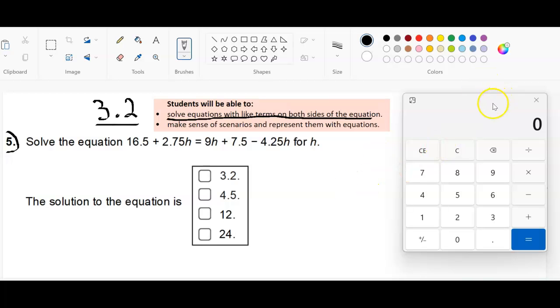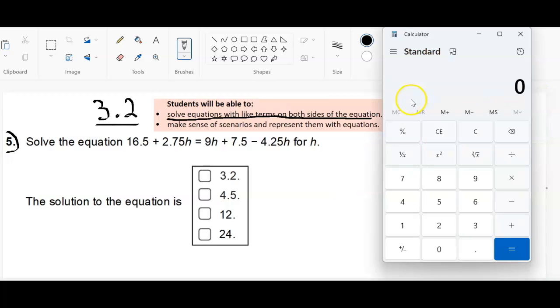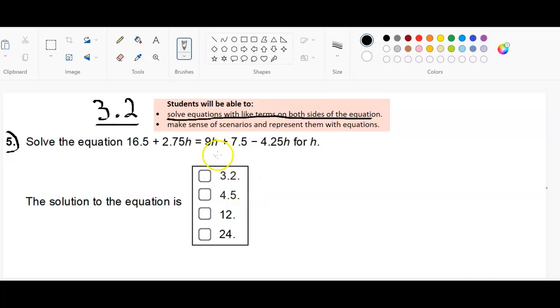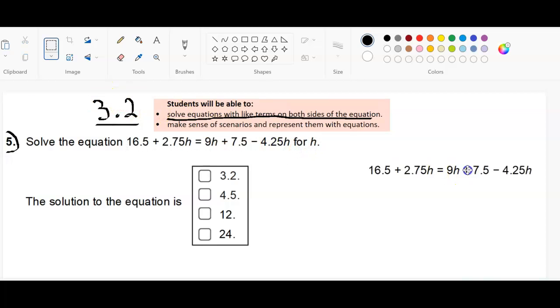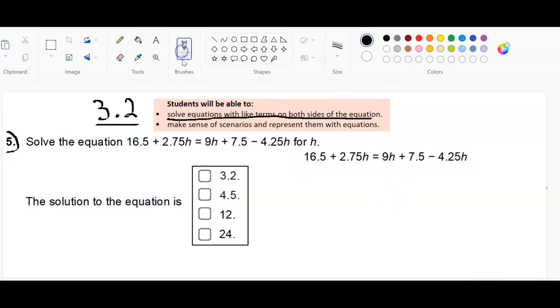As I've always mentioned to you, every time you have any equation, it's always good to rewrite the problem. So let me copy that and bring it right over here. What are we solving for in this equation? We are solving for h. So let's read through the equation to see what the first step is that we can do.